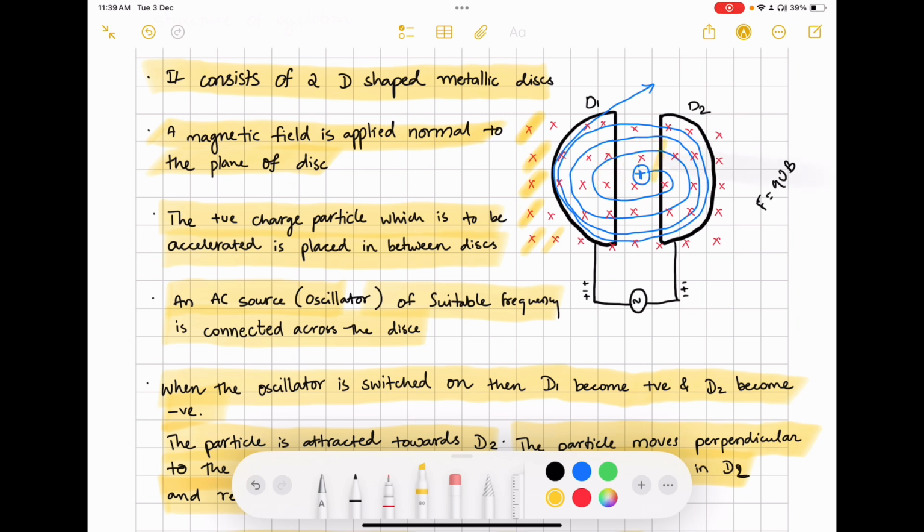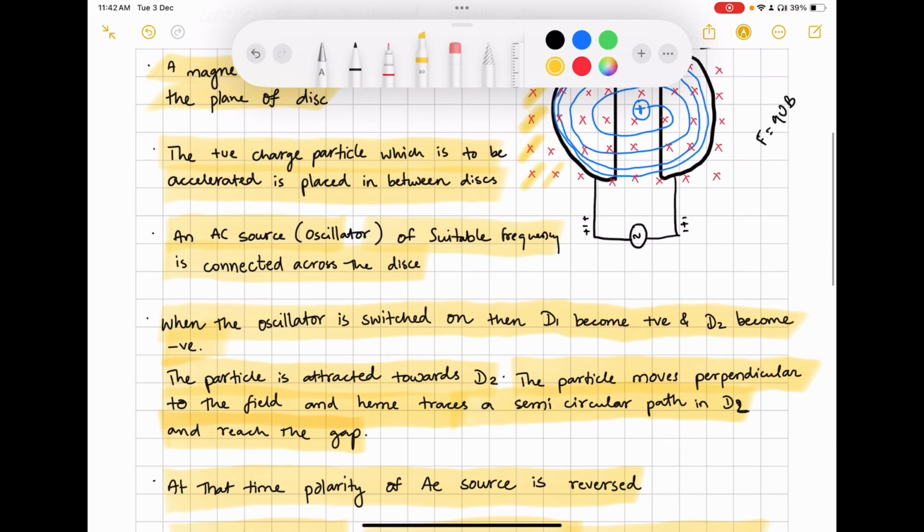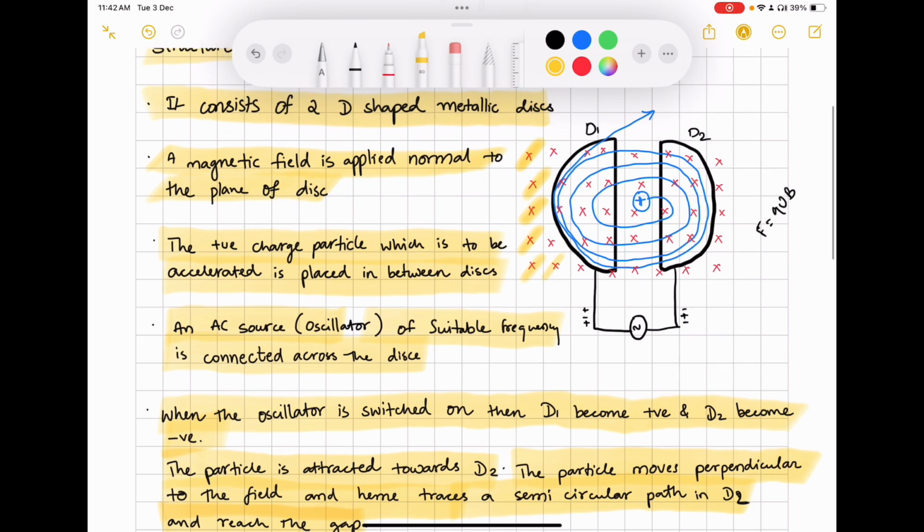The same process happens again, but the radius of the semicircular path will increase again. So this process continues, and in each stage the radius of the semicircular path increases.